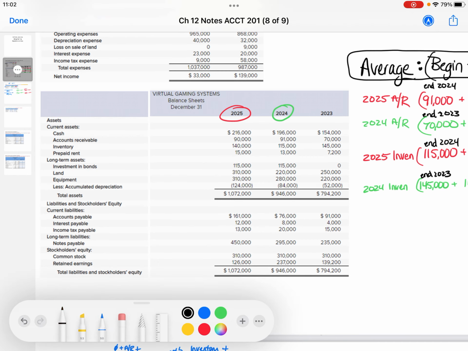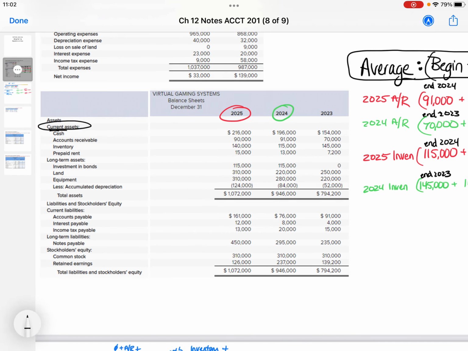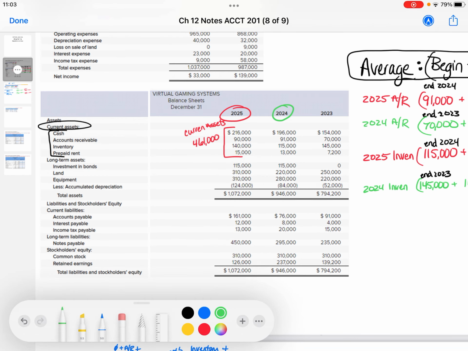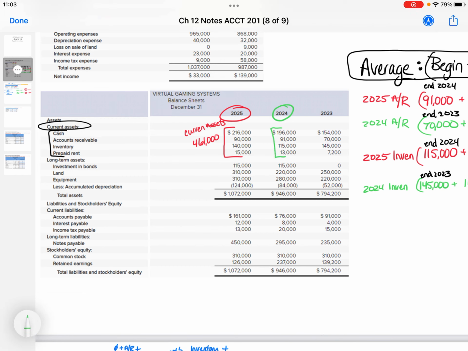It's right here with the assets. Current assets, there are 4 of them. And what I need to do is total them up because it's not totaled here. So if I total these current assets up, those 4 added up together equal $461,000. So that would be current assets. Now for the prior year, I would again add these up. And this time I would get $415,000. Again, current assets.